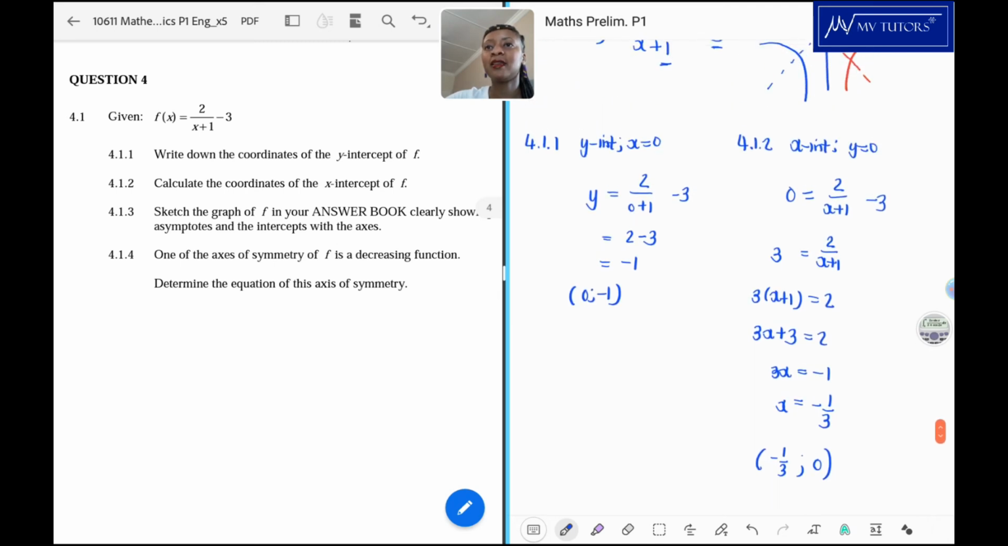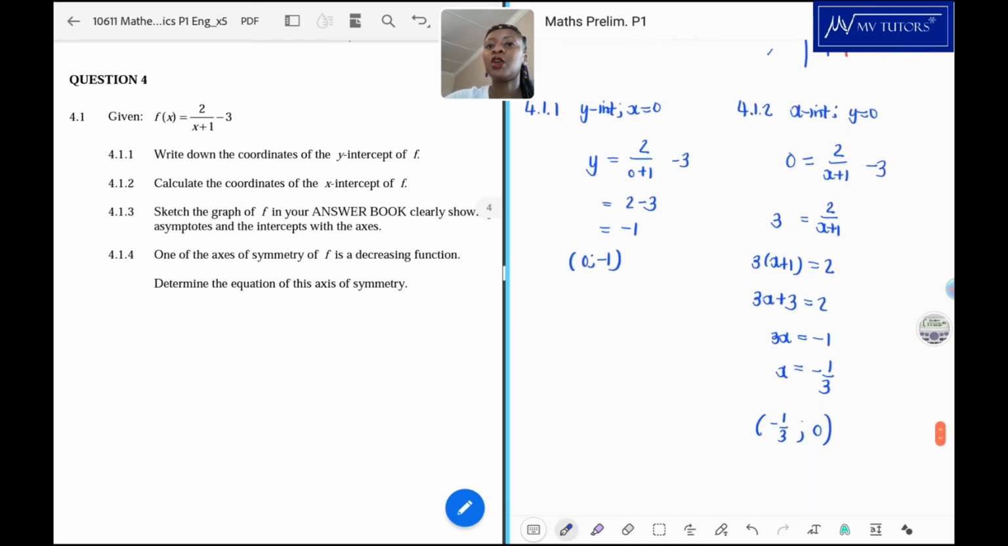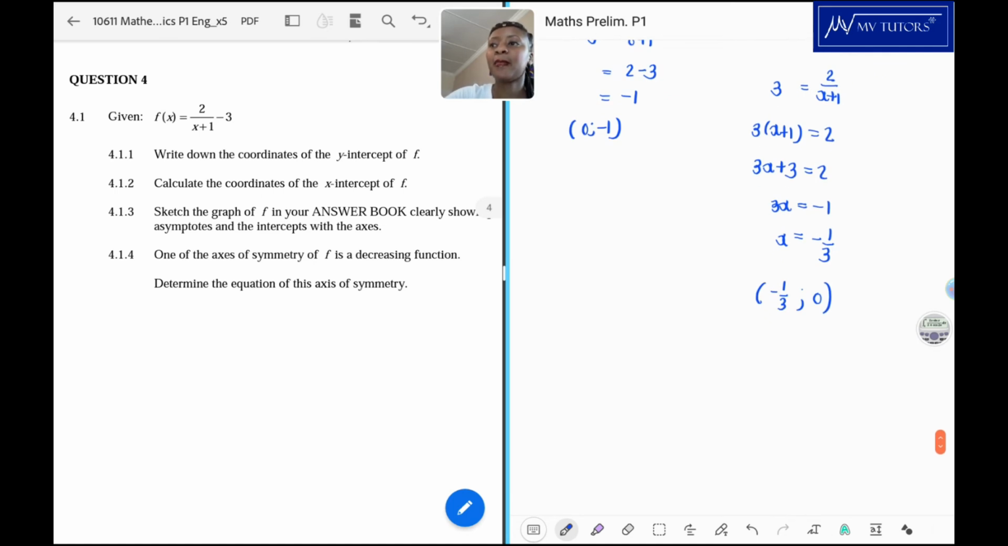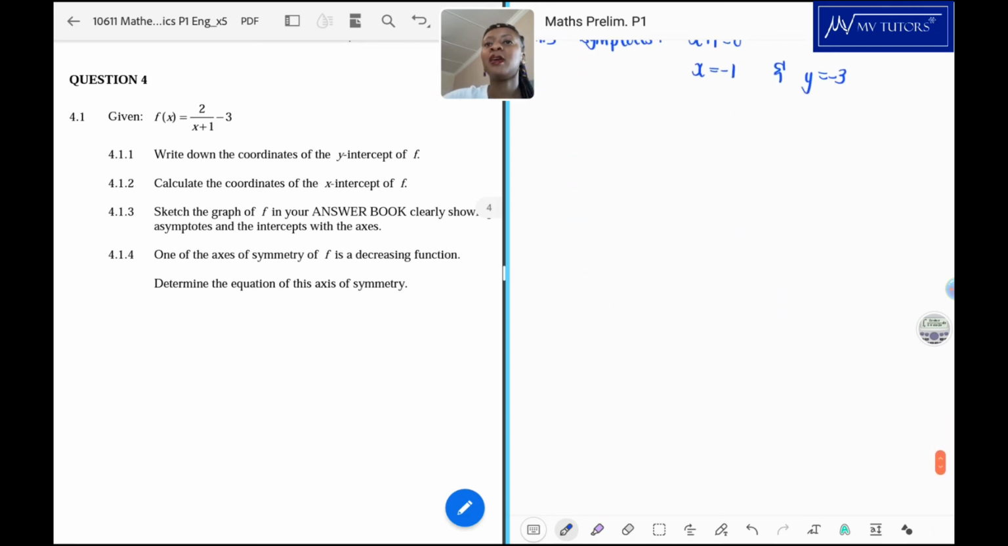Another thing, as we sketch, just be aware of the asymptotes. So what are the asymptotes? Asymptotes are those imaginary lines that the graph tends to touch but doesn't really touch. So for the x, remember x plus 1 is equal to 0. So our asymptote is x equals negative 1 and y is equal to negative 3. So we just need to be aware of all of that as we sketch our graph.